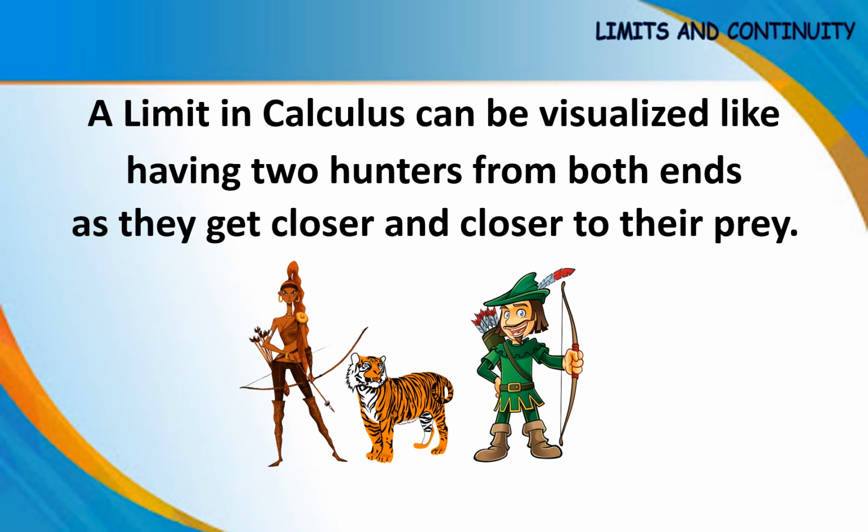The huntress from the left will be able to identify that the prey is an orange tiger. The Robin Hood-like hunter from the right side of the prey will be able to confirm as well that the prey is an orange tiger. Thus, you will have an accurate observation about the prey because of the observations of the hunters from the left and from the right side.